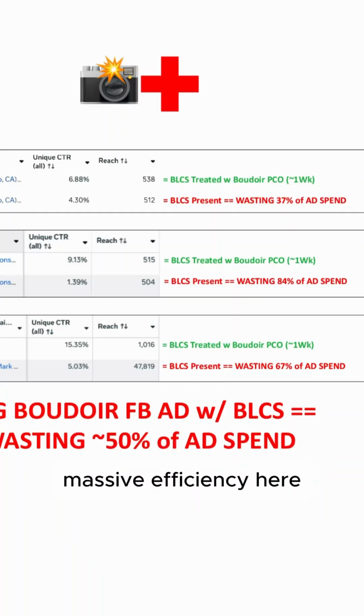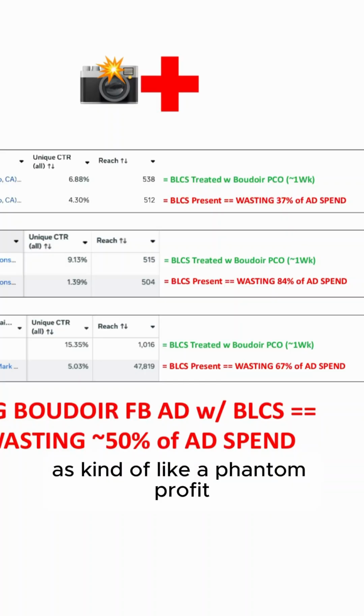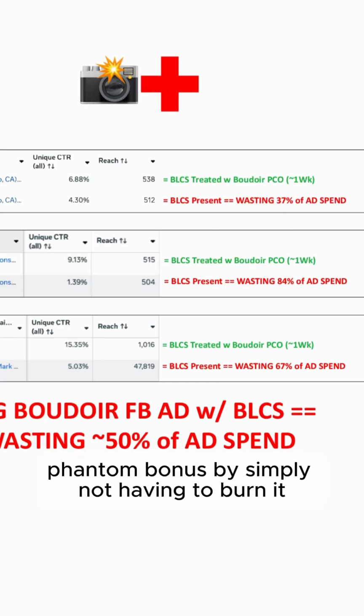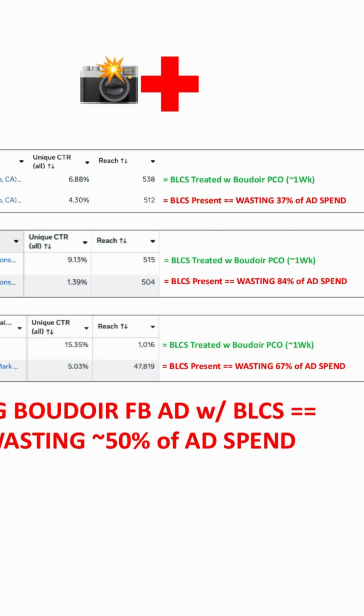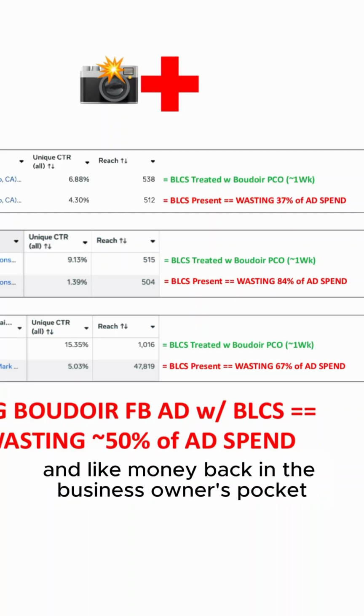So, massive efficiency here. That's $8,400 a month, literally, that the Boudoir photographer can pocket as kind of like a phantom profit, a phantom bonus, by simply not having to burn it. And that's like 100K over the next 12 months in money back in the business owner's pocket.